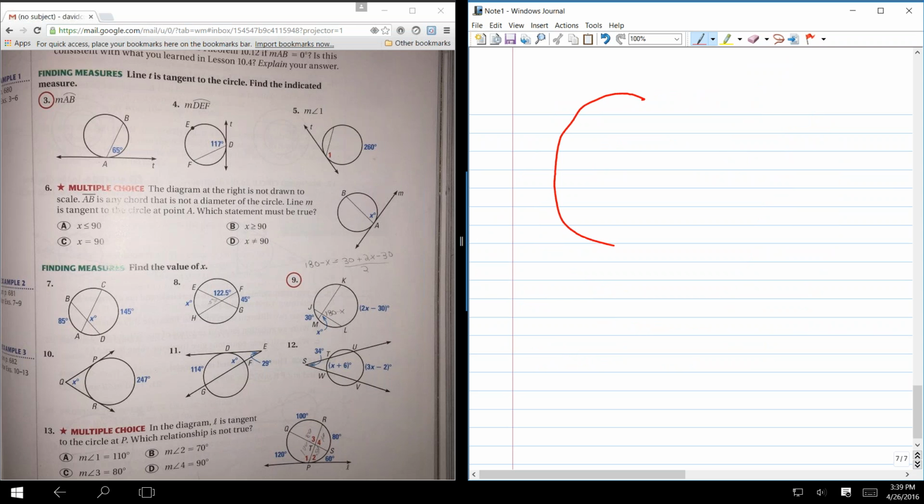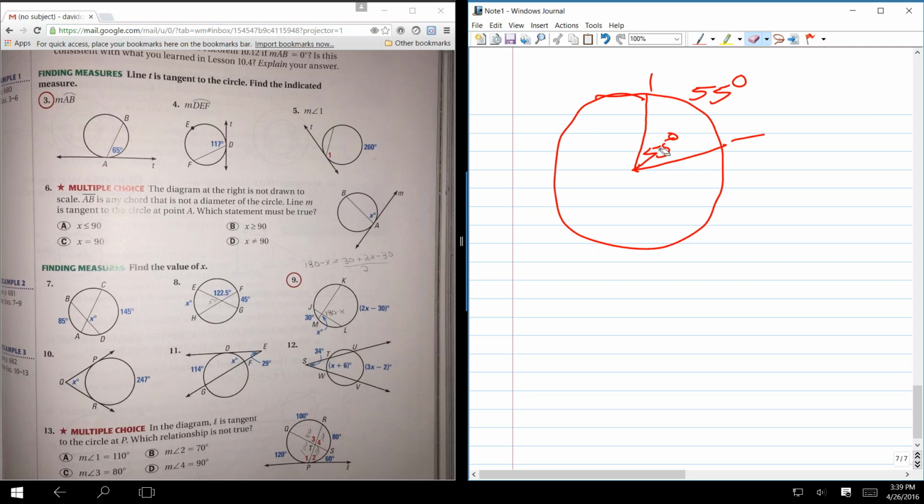If I have a circle and I have a central angle that is 55 degrees, then this arc is 55 degrees also, from there to there. Okay?